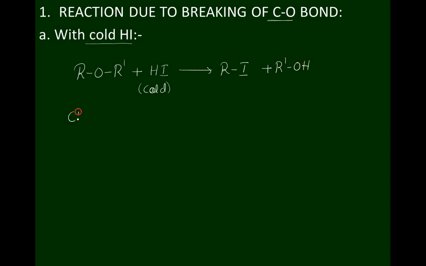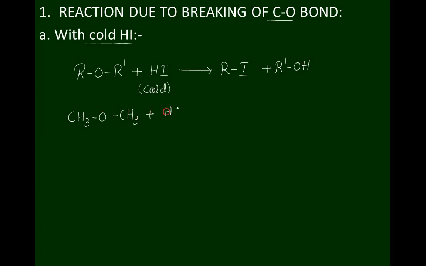Very important reactions of ether. Reactions involving breaking up of C-O bond with cold hydrogen iodide. When ethers are treated with cold hydroiodic acid, it forms respective alkyl iodides with the liberation of alcohols. For example, CH3OCH3.